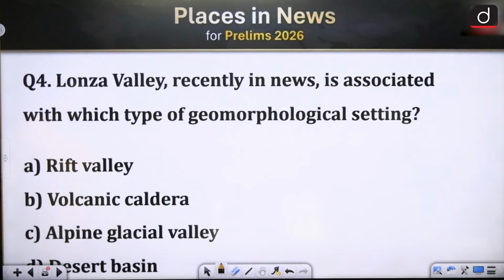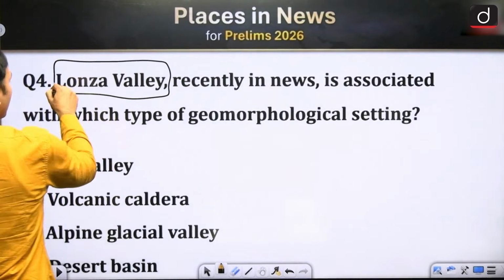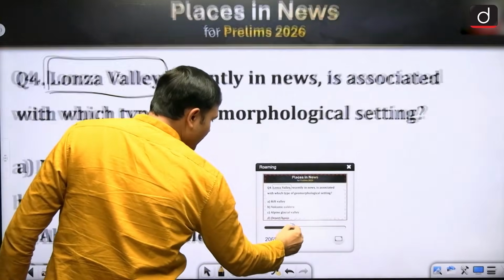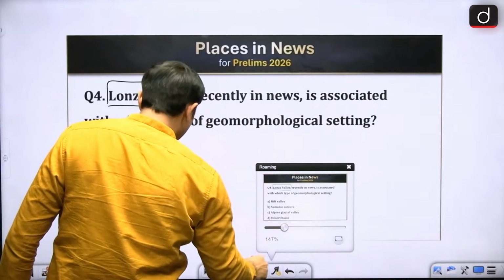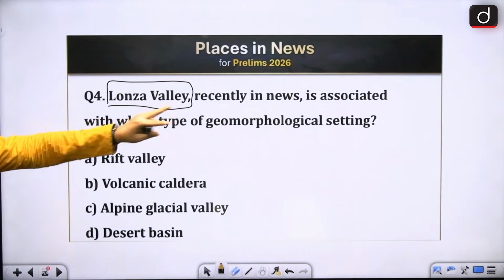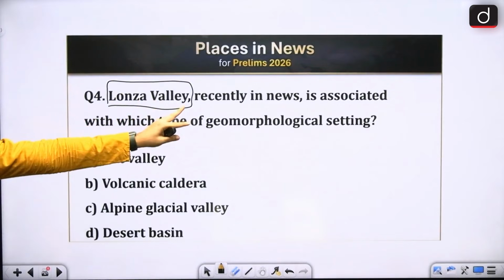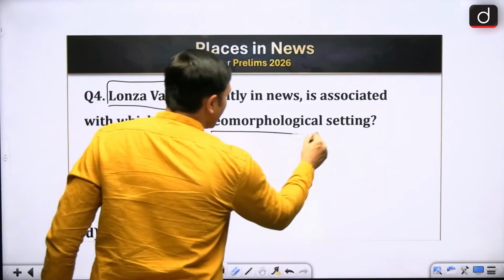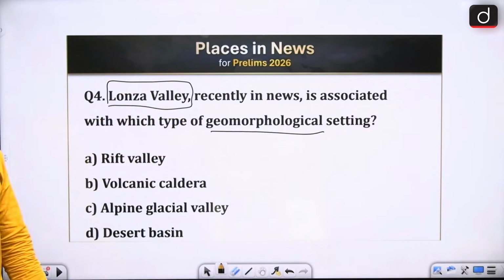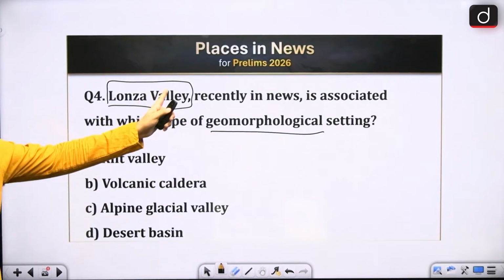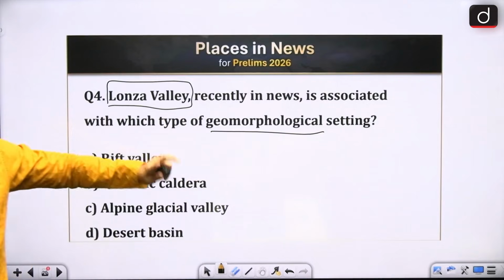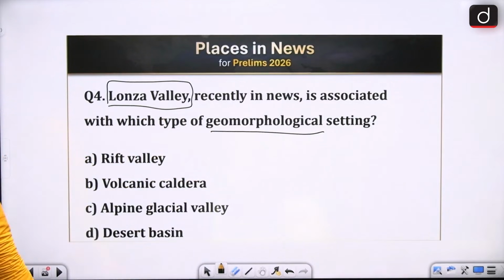Okay, so this particular Lonza Valley, another question also I have put up, because we saw in some of the PYQs, this kind of question is also coming. So Lonza Valley recently in news is associated with which geomorphological setting? We have already seen these kind of things. Let's see how much you are able to remember. So Lonza Valley, recently in news, this kind of question UPSC has asked before. That is why these two different types of questions we have asked from this particular topic.